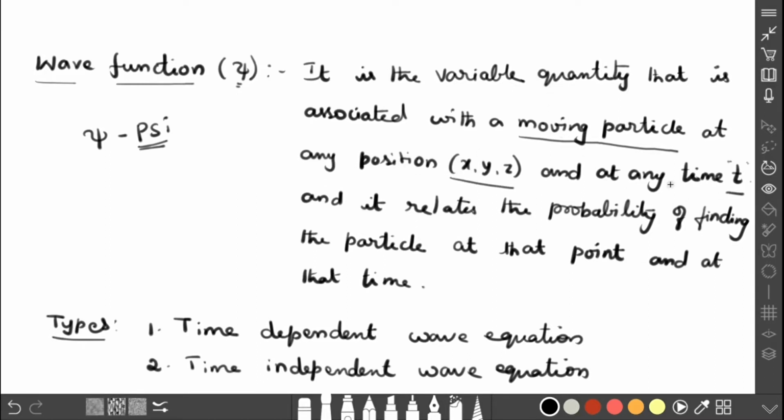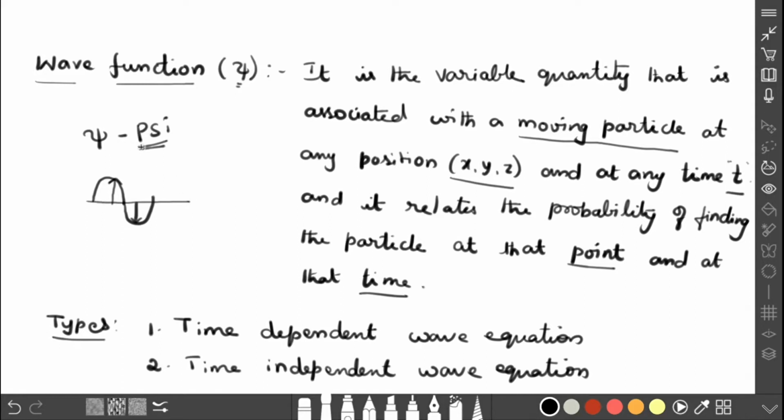And it relates the probability of finding the particle at the point in space and time, which is nothing but it explains the amplitude of the wave. As you know well, amplitude is nothing but the maximum displacement from the mean position. So the wave function is nothing but the amplitude of the wave, for our understanding.